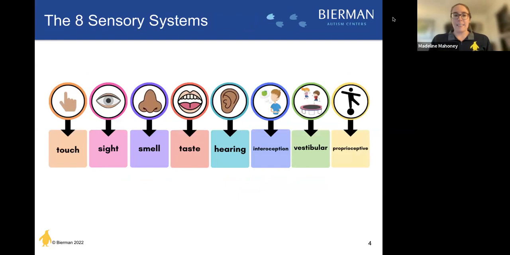So these are the 8 sensory systems, and I'm sure most of you have heard of the first 5, which are touch, sight, smell, taste, and hearing. But there are actually 8 senses, and 3 of them we consider the hidden senses, mostly because we don't learn about them in school unless maybe you go to OT school. These 3 other senses are interoception, vestibular, and proprioceptive. So we are going to go through all 8, give you some examples and activities, and break it down further later in the presentation.